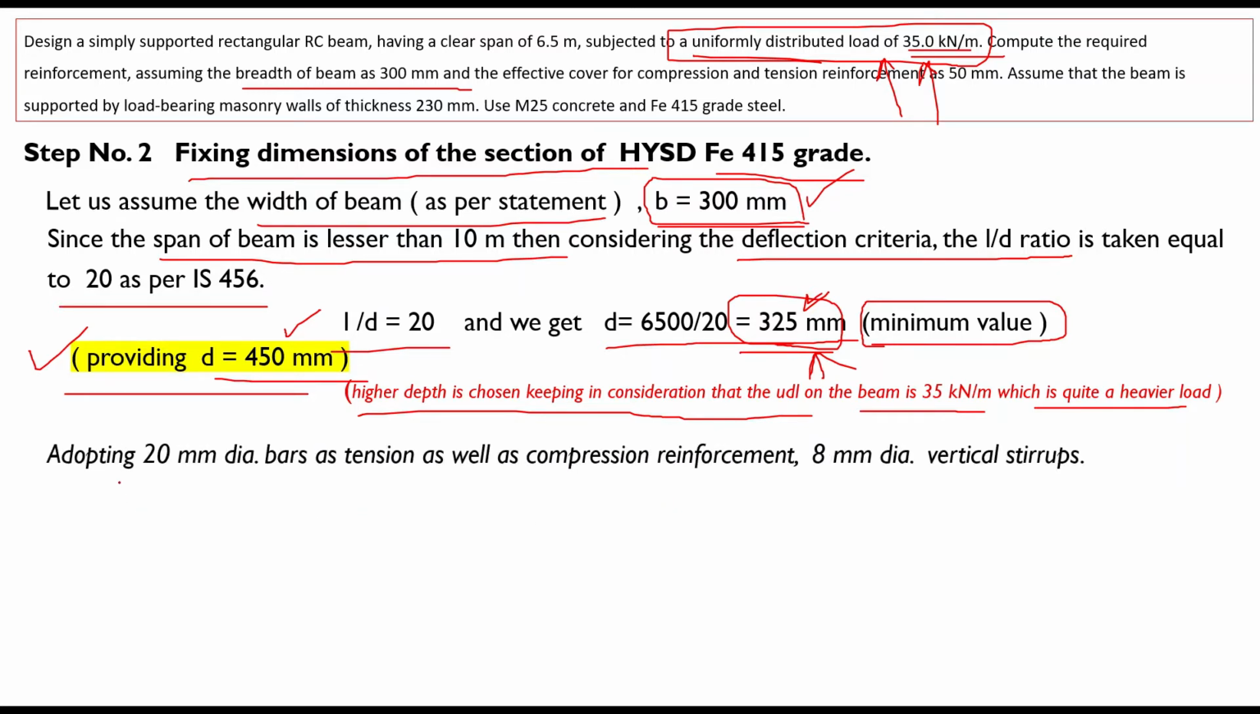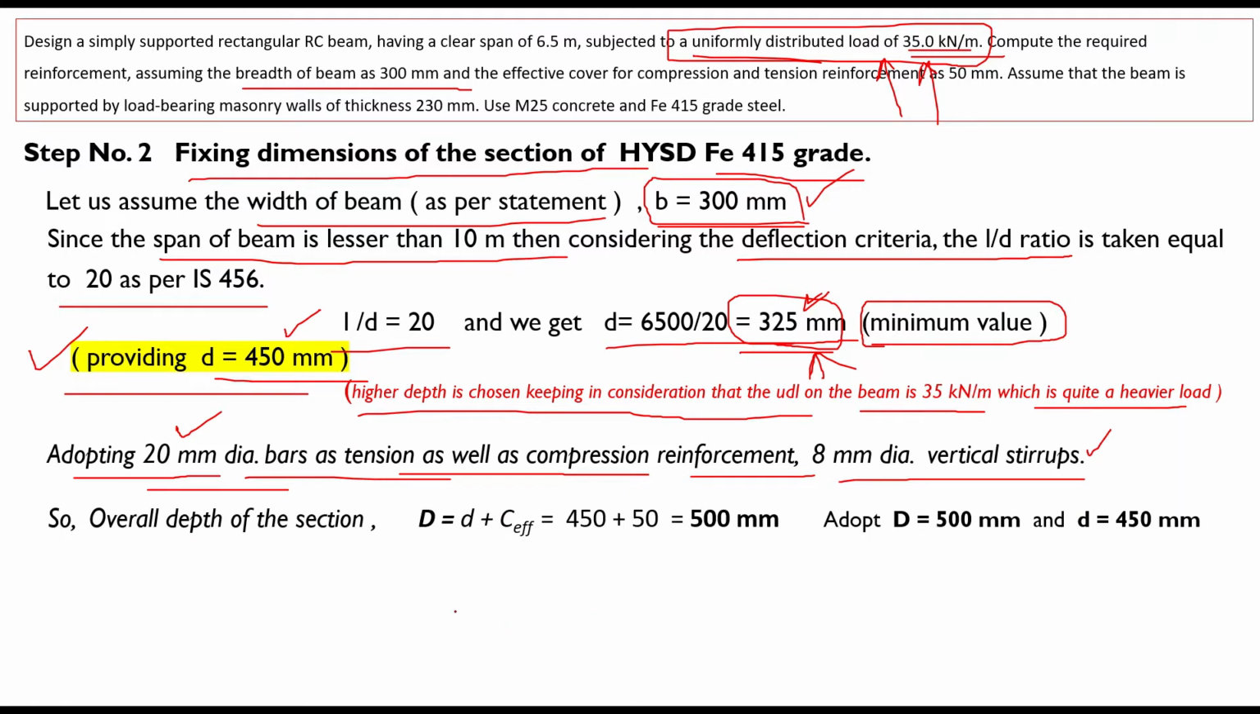Another thing which we are adopting here, just for simplicity, is 20 mm dia bar, or later on we can just increase as per the requirement. So first of all, as a first trial, we are adopting 20 mm dia bars as tension as well as compression reinforcement, and 8 mm dia bar will be taken for shear reinforcement, that is in case we have to provide the stirrups.